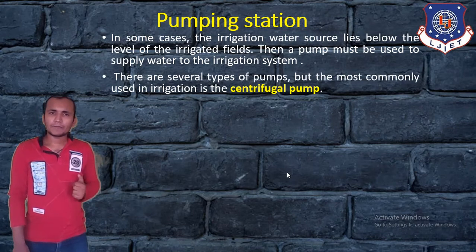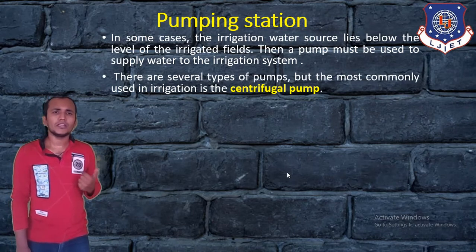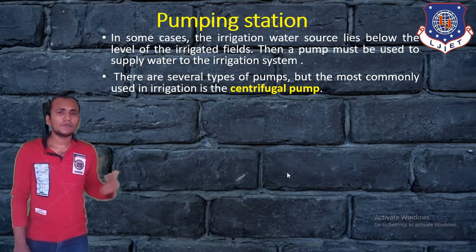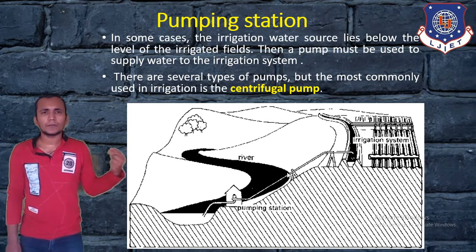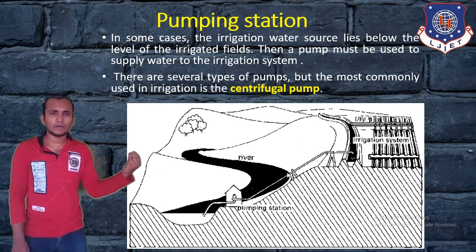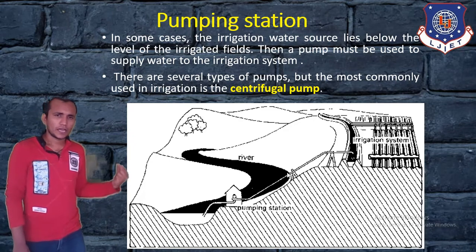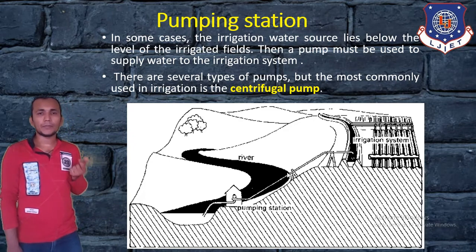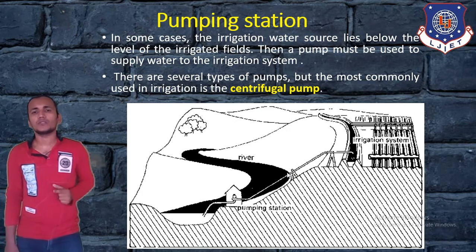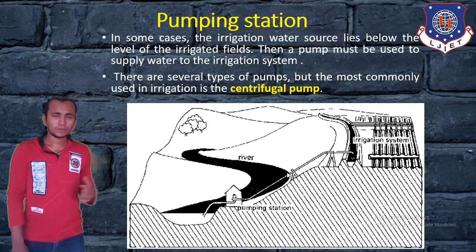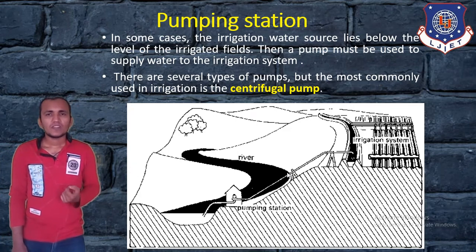Then there are several types of pumps, but the most commonly used in irrigation is the centrifugal pump. Now we can see the feature for the pumping station. The pumping station feature is like this. You can see one of the rivers in the village. Now the village water is collected by using the pumping station and it will be distributed to this irrigation system. So that is a feature for the pumping station.